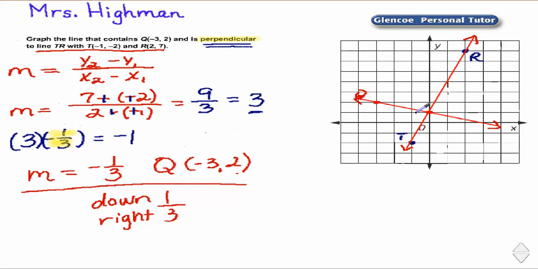So here's the line that we found with the point Q. This was our original line TR, and you can see that they are perpendicular because they do make right angles where they intersect.